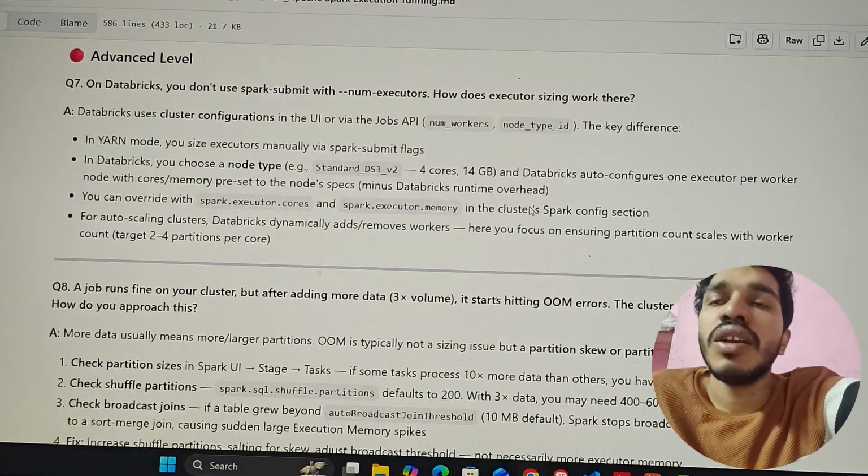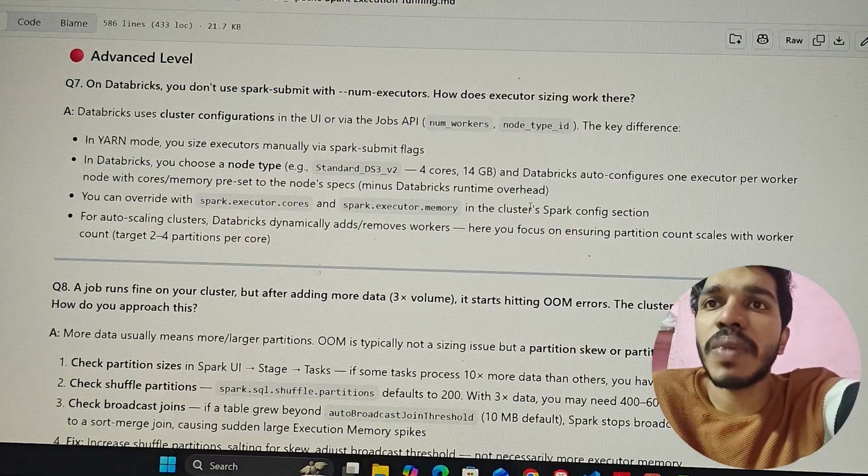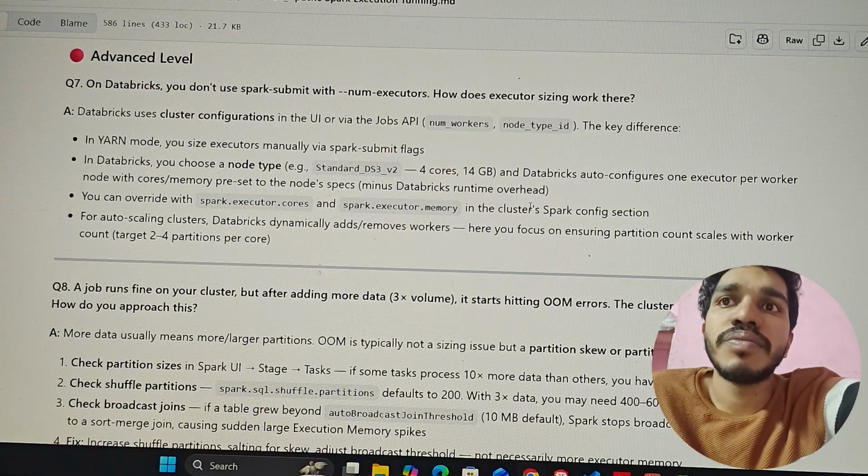On Databricks, you don't use spark-submit with --num-executors. How does executor sizing work there?